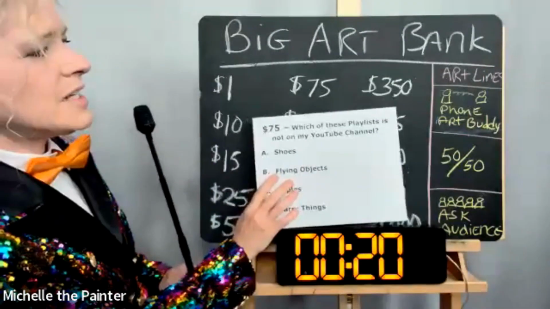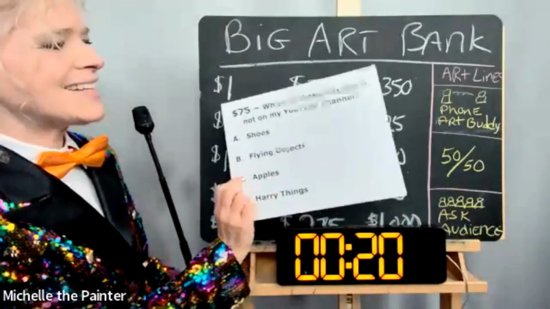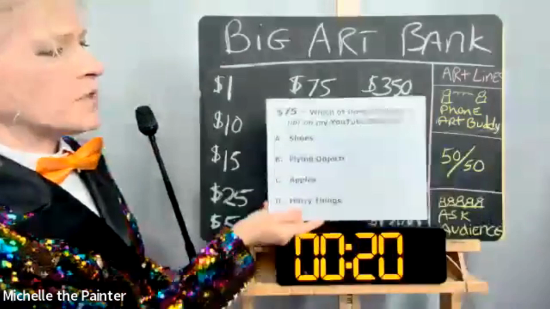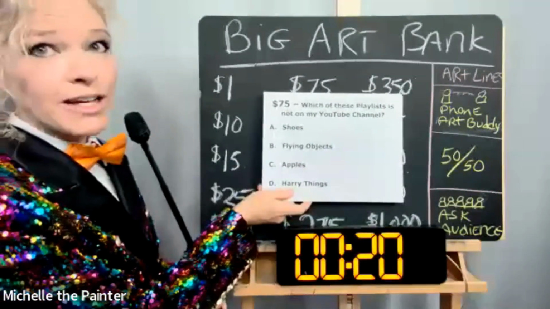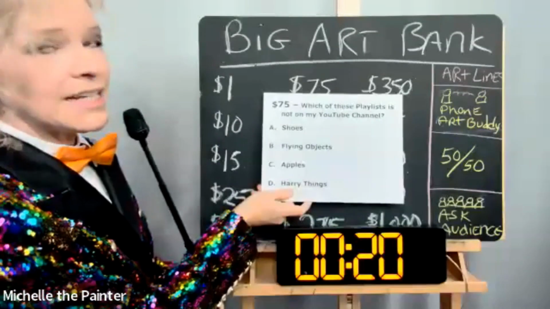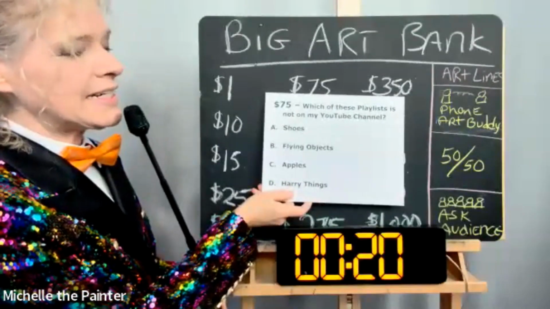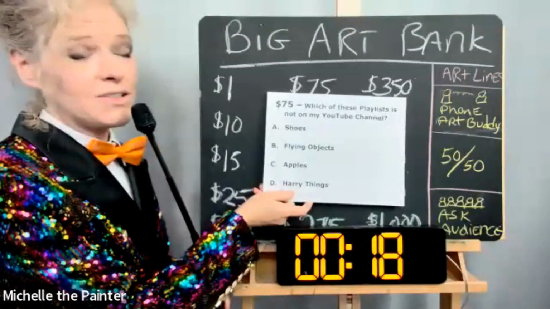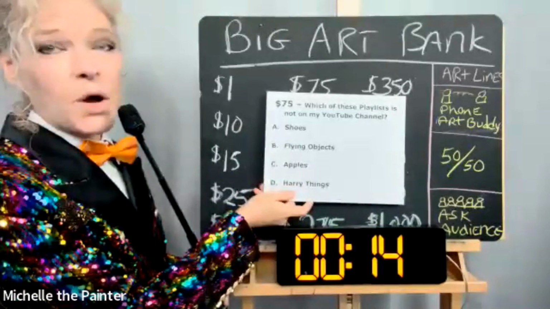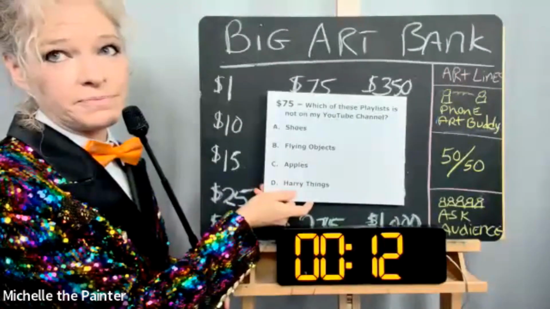Which of these playlists is not on my YouTube channel? A is shoes, B is flying objects, C is apples, and D is hairy things. So I have playlists on YouTube, which is not one of them. You can go ahead and answer if you know, or you can use an art lifeline.